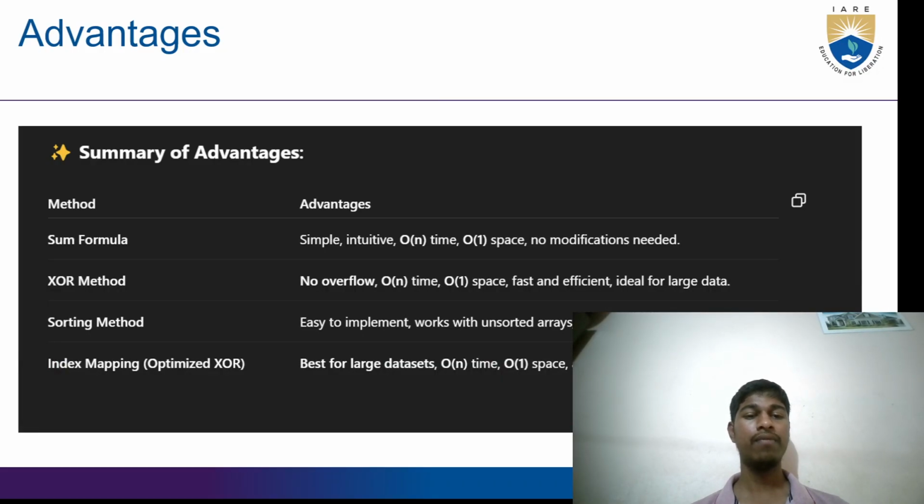Advantages. The sum formula is simple and intuitive. The time complexity is O(n), and the space complexity is O(1). No modifications needed for the XOR method. No overflow. O(n) time and O(1) space. It's fast and efficient, ideal for large data. The sorting method is easy to implement, works with unsorted arrays, and is good for smaller arrays. Index mapping and optimized XOR are better for larger data sets, say YouTube and so on. It is O(n) time, O(1) space, and no sorting needed.